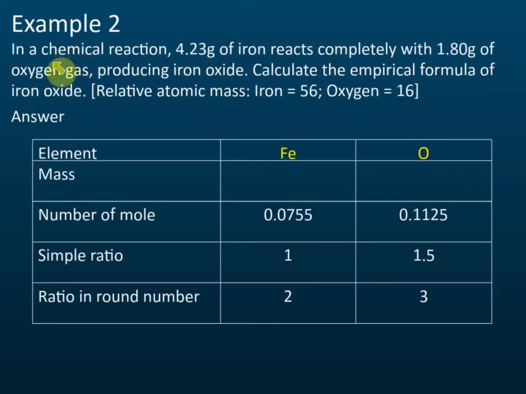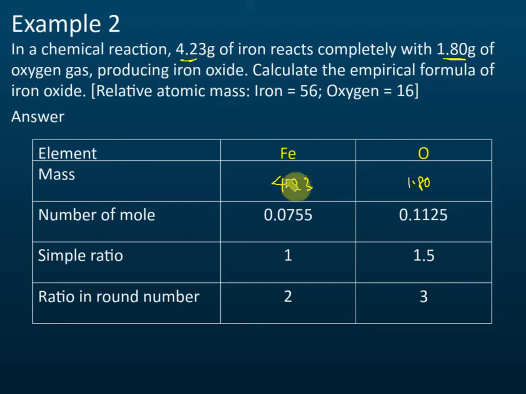Example 2. In the chemical reactions, 4.23 gram of iron reacts completely with 1.8 grams of oxygen gas, producing iron oxide. Calculate the empirical formula of the iron oxide. Now you see the first thing is we need to find the mass. First we list down the elements. We have iron and oxygen. The mass of iron is 4.23 gram, and the mass of oxygen is 1.80 gram.